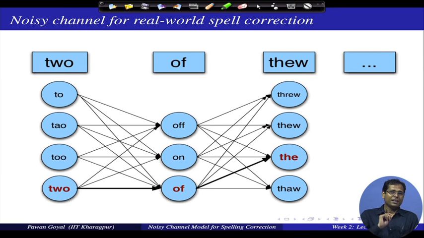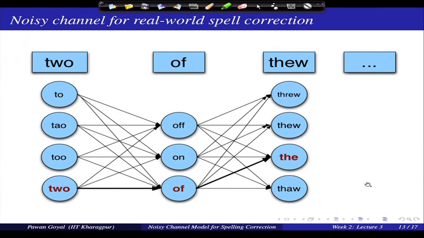Fine. But in general, suppose I have to find out the probability for each sequence. This might become exponential. So you can do the simple math. Suppose each word on average has 4 possible candidates, including itself, and there are 5 different words in my sentence. So how many different sequences will I have? 4 to the power 5. And if the number of words increases in my sentence, this will keep on increasing.